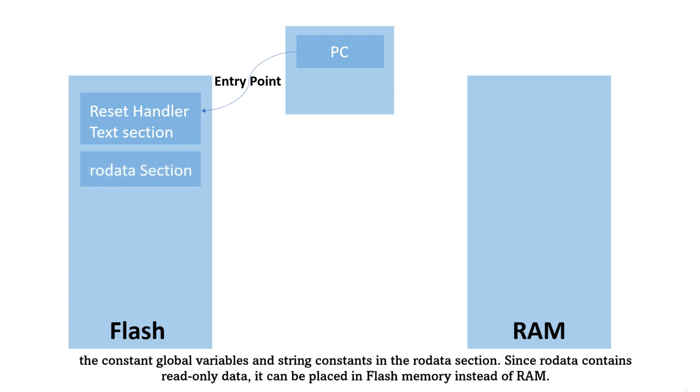The constant global variables and string constants are in the raw data section. Since raw data contains read-only data, it can be placed in flash memory instead of RAM.